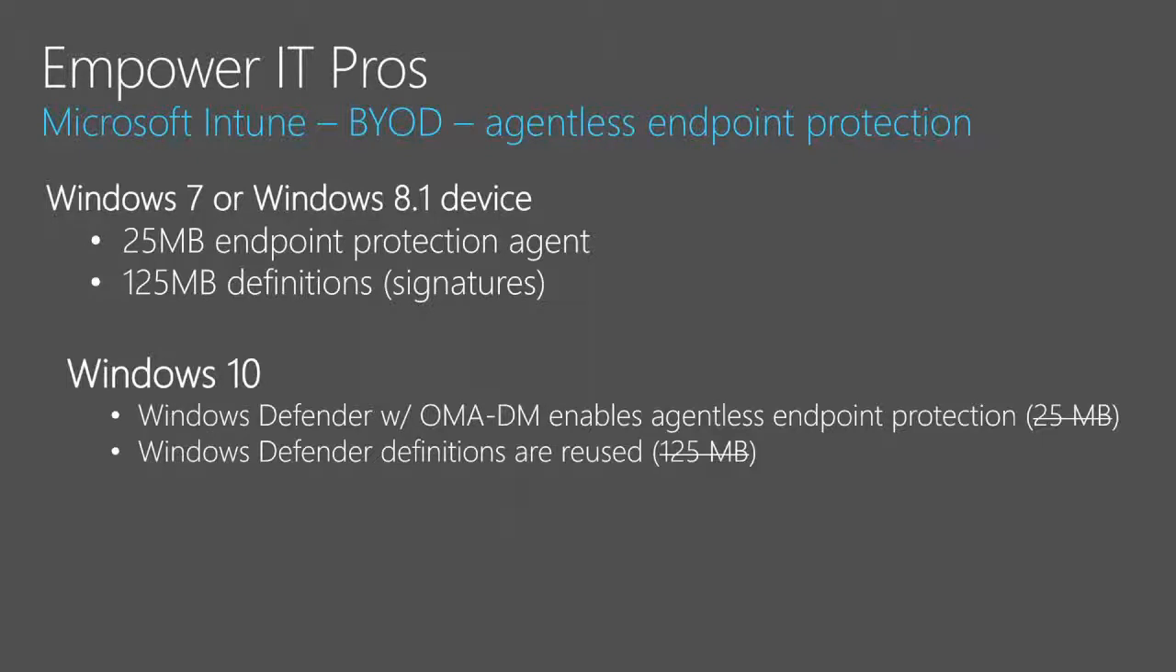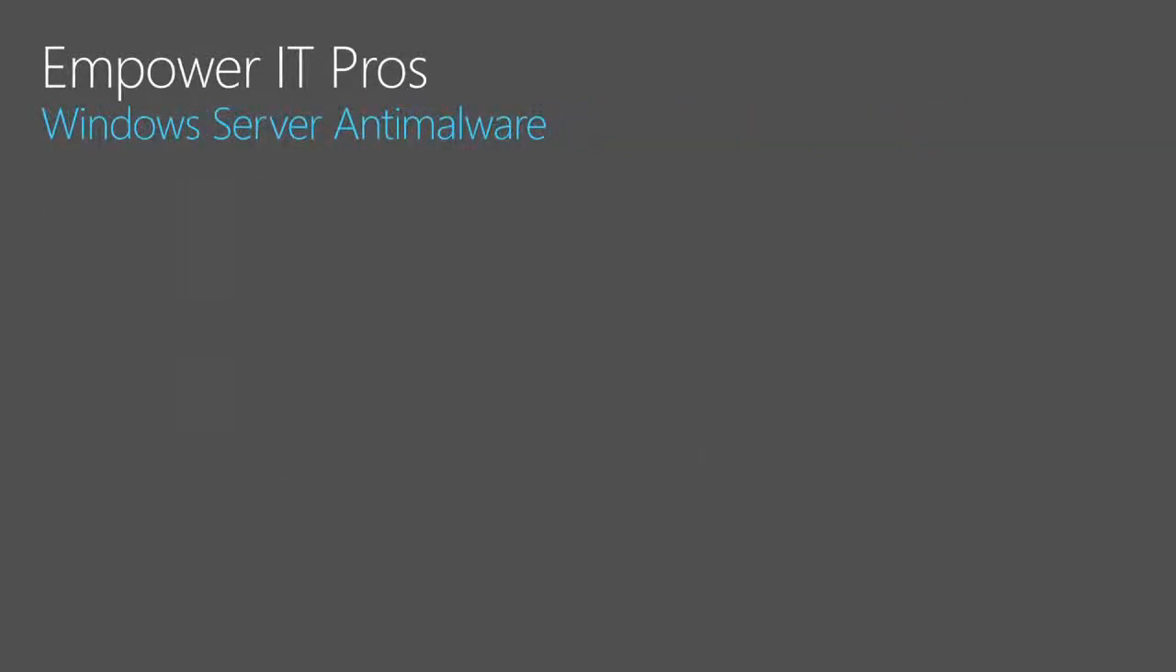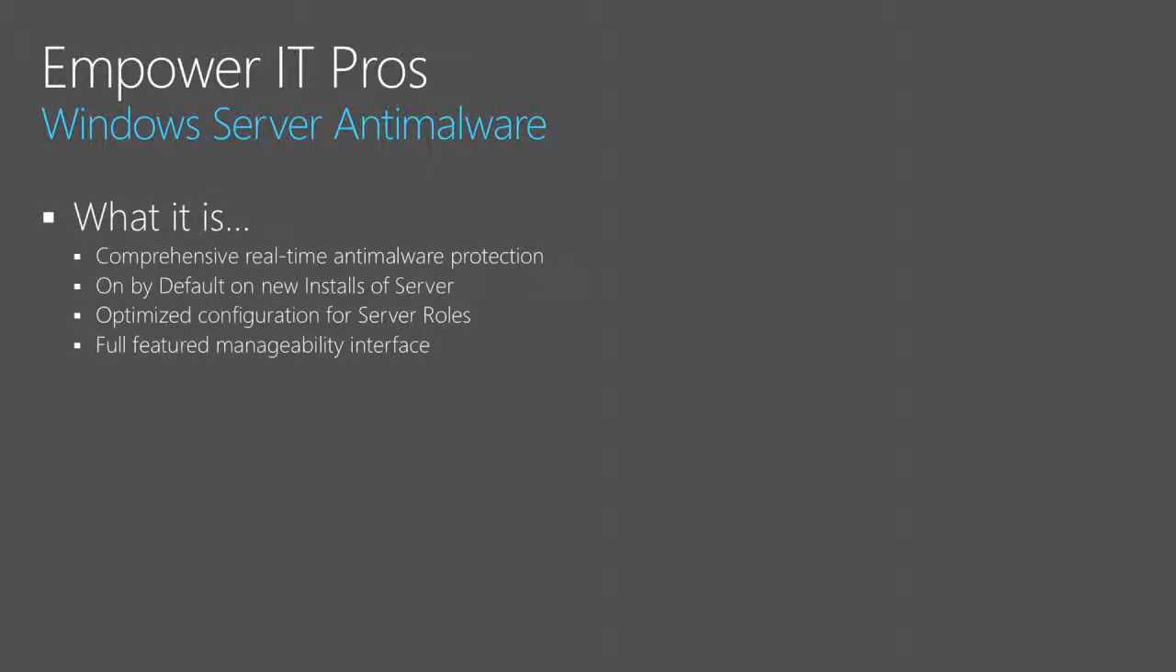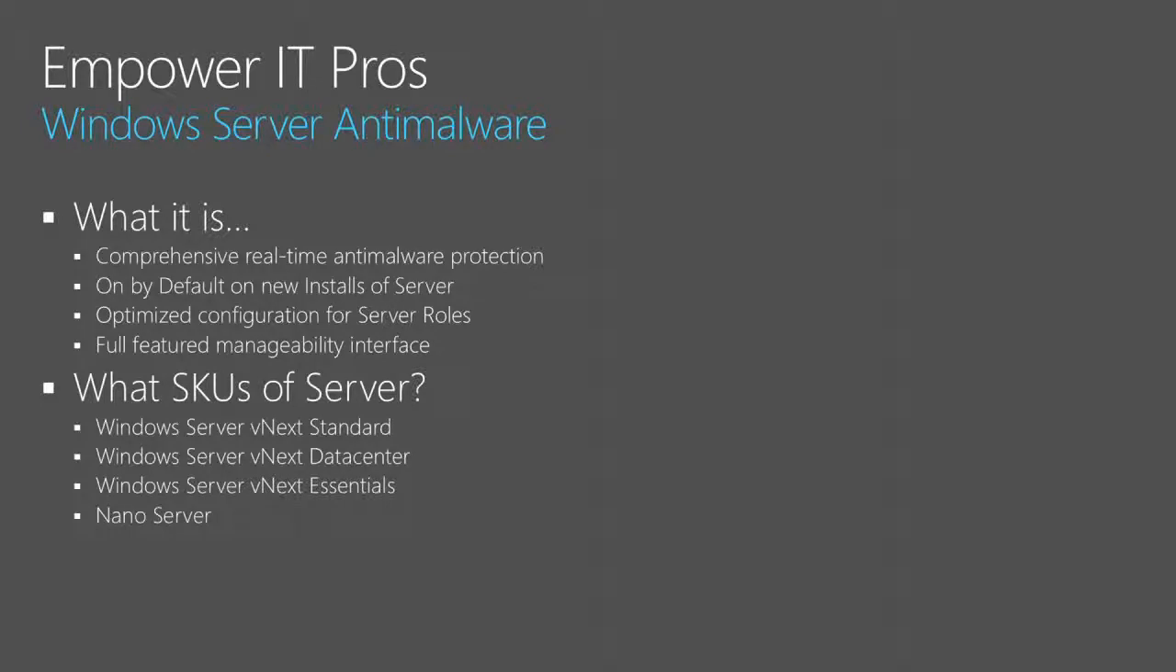So moving from BYOD, the other thing we heard customers ask about is, hey, what about my servers? You protected my BYOD, but my servers are also unprotected now. So what about my servers? With Windows Server vNext, Defender is inbox. And Defender is going to be called Windows Server Anti-Malware on the server environment. It'll be available by default and on by default, and it is optimized for these server roles, and it is available in all these different SKUs.